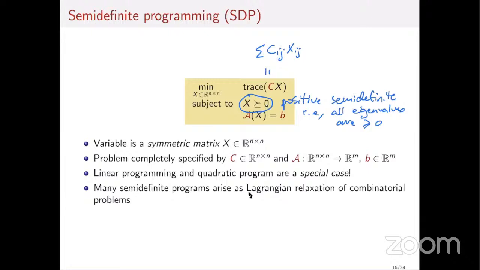One reason why semi-definite programming has been quite popular recently is that if you think about a combinatorial optimization problem, something like the community detection problem that I mentioned, of trying to cluster nodes in a graph, this clustering problem naturally leads to combinatorial optimization problems, which are often very hard to solve. One can formulate the Lagrangian relaxation, as I explained last time, and it turns out that the Lagrangian relaxation in many cases happens to be a semi-definite program.